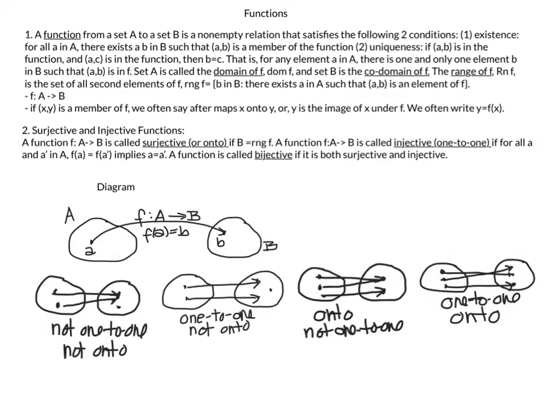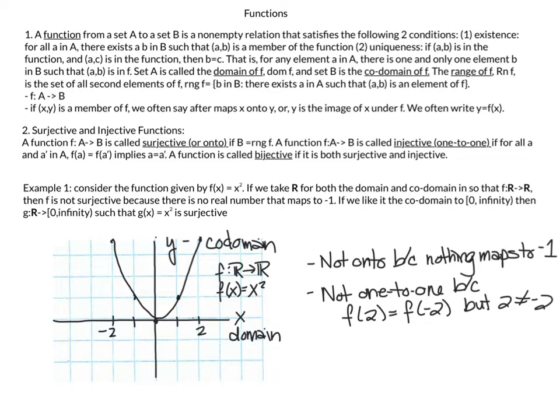So this makes it not one-to-one. And here is one-to-one and onto. It's onto because you can see there are three elements in B and they all have something mapped to them. And you can also see it's one-to-one because there's nothing in B that has two different elements of A mapped to it. Here is an example with numbers and equations.